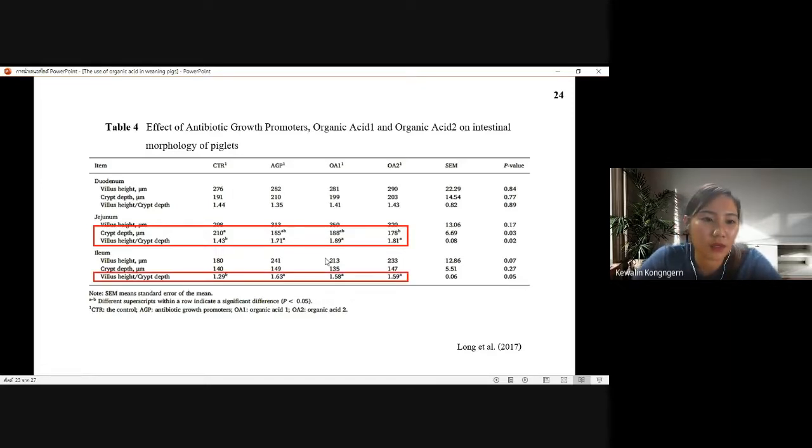but is not different from the antibiotic growth promoter and organic acid 2. In the ileum, we will see the villus height per crypt depth in the antibiotic growth promoter group is higher than the other groups, but is not different from organic acid 1 and organic acid 2.